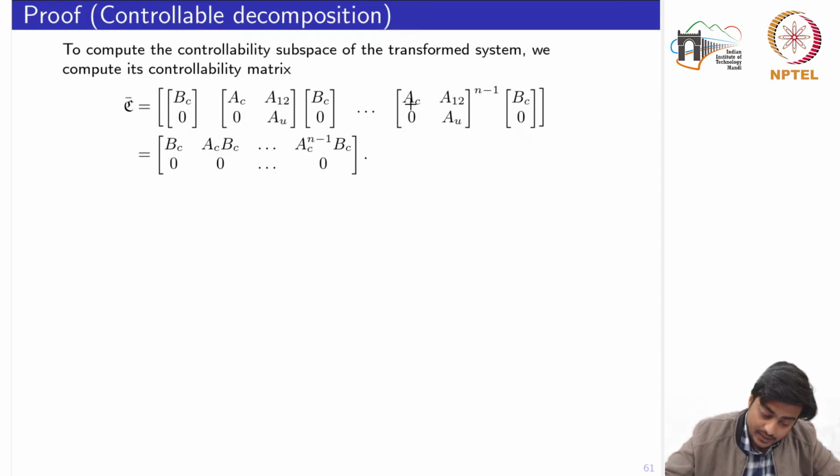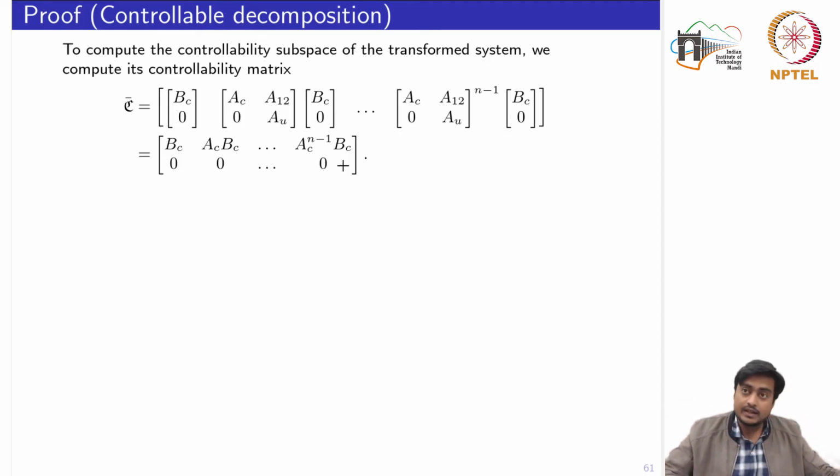Similarly, if I go forward, I would have AC to the power n minus 1. Why? Because this is an upper triangular matrix, and the power of the upper triangular matrix would be the power of the diagonal elements, and the off diagonal elements would be computed. So that's why we have written AC to the power n minus 1 directly. If there is some non-zero component here, then I could not write it as AC to the power n minus 1. Okay, so this point should be noted here. So AC to the power n minus 1 BC. Okay, now this row is completely 0, so this won't contribute anything to the rank.